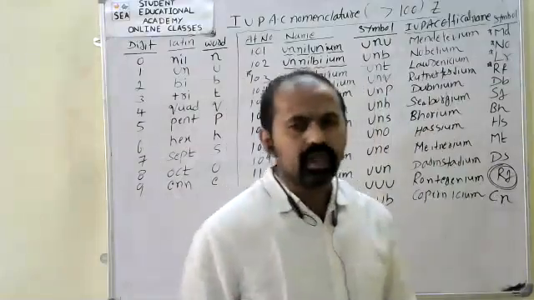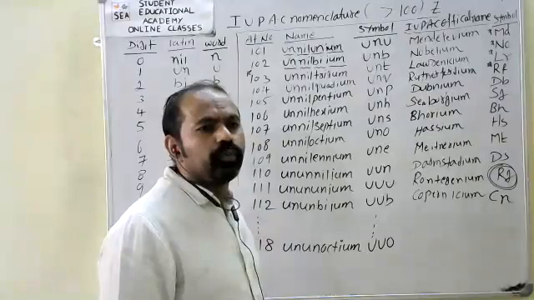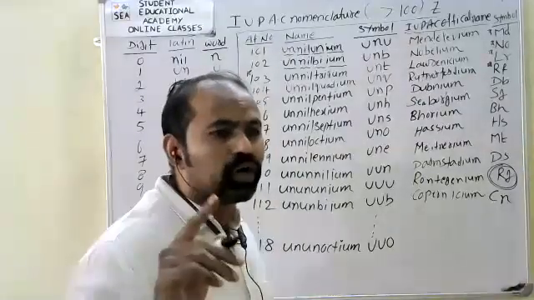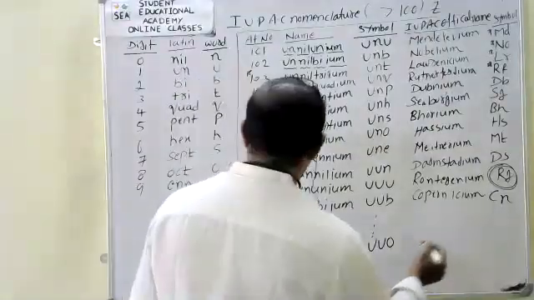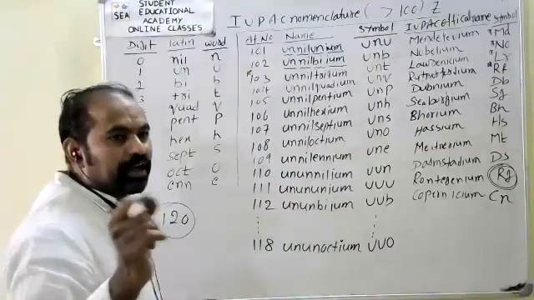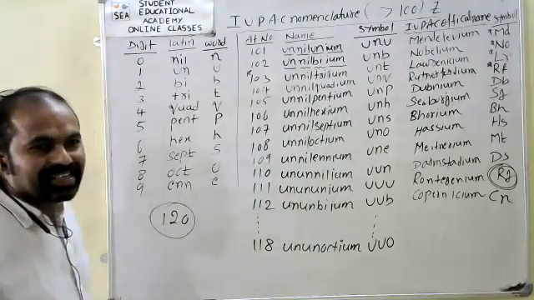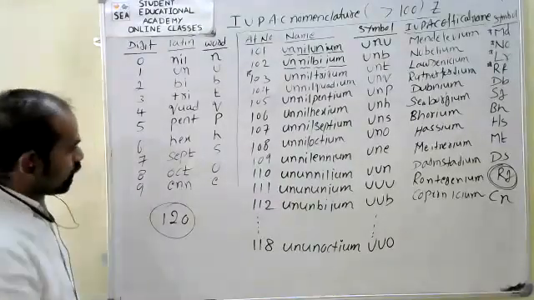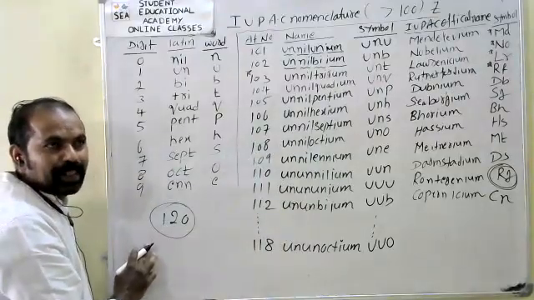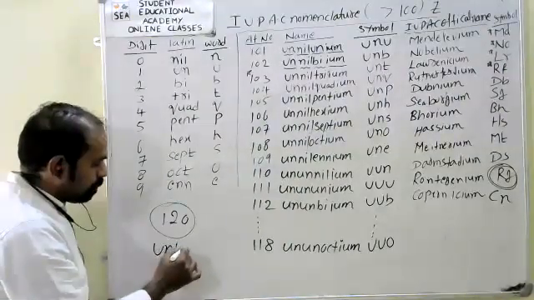Now, what would be the IUPAC name and symbol of the element with atomic number 120? First, the IUPAC name: Unbinilium. Very good.